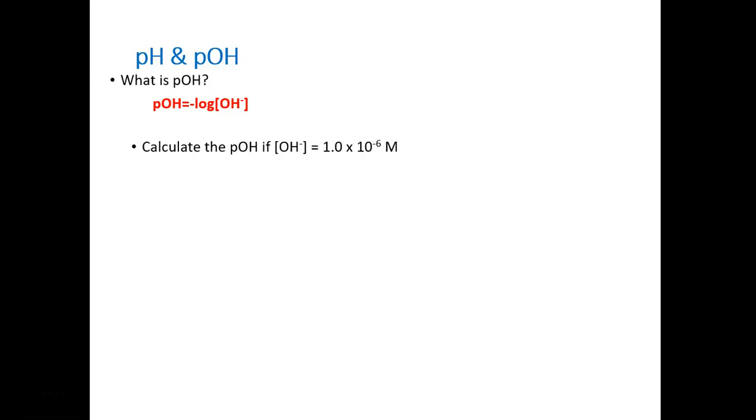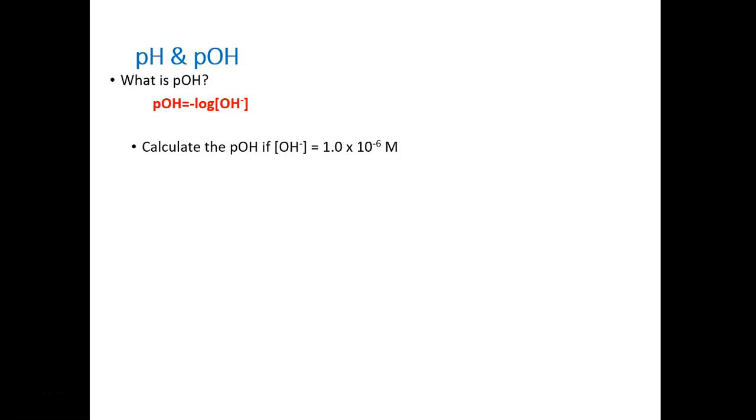Okay, so let's talk about pOH. pOH is the negative log of the hydroxide ion concentration. Remember how we said p was just an operator meaning negative log? So pH is the negative log of H. The pOH is the negative log of OH. P elephant would be the negative log of elephant, okay? P just means negative log. All right, so we're gonna do these problems the same way.